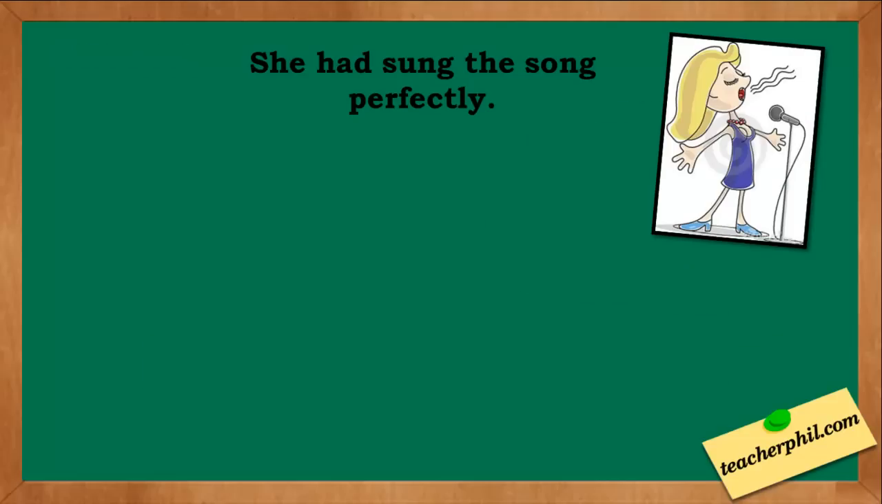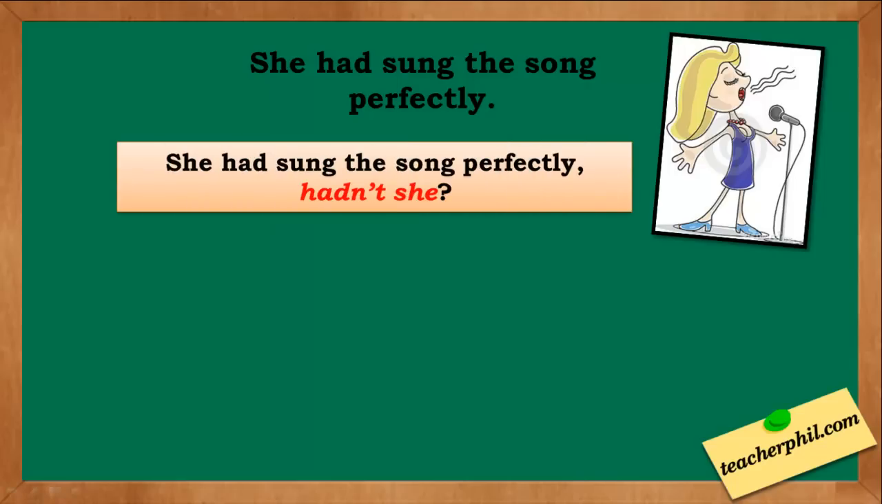The second one, she had sung the song perfectly. The correct answer is, she had sung the song perfectly, hadn't she? Our auxiliary verb in the statement is had. Therefore, we also need to use had in the tag. The statement is in the positive form, so a negative tag is needed, hadn't.